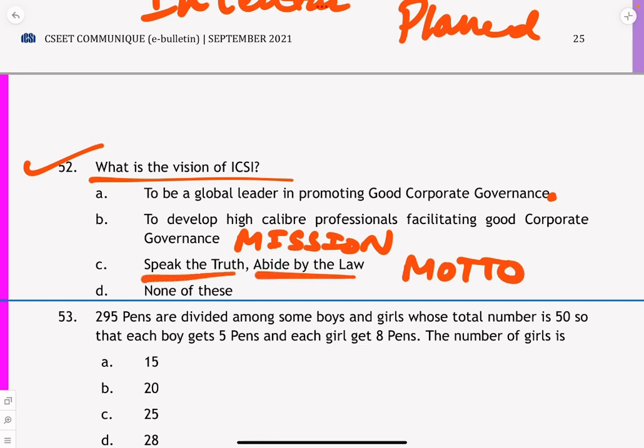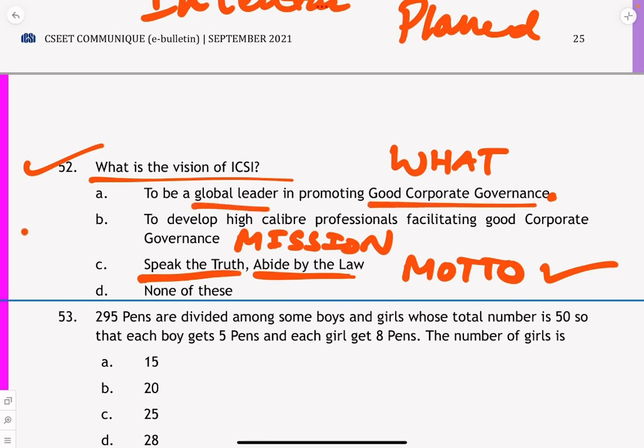Speak the truth, abide by the law. Satyam vada dharmam chara. That is the Sanskrit saying which has been taken. Satyam vada dharmam chara. Speak the truth, abide by the law. That is the motto of ICSI. Vision is what ICSI wants to do. ICSI, the Institute of Company Secretaries of India, wants to be the world number one in good corporate governance.